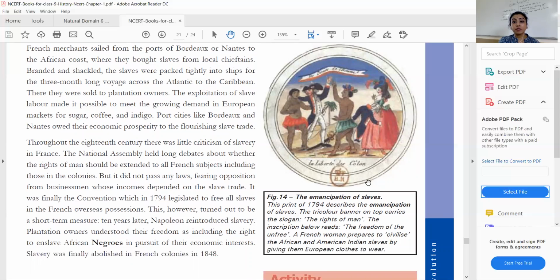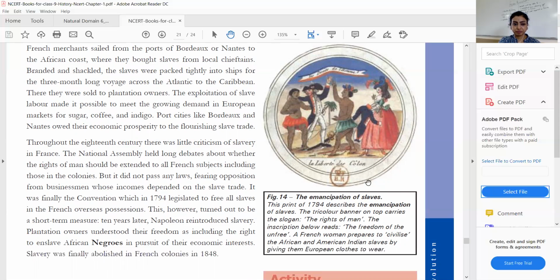So it was finally the Convention. I think you remember that after the National Assembly, there was this Convention that was formed by the Jacobins government. When the Jacobins government formed the Convention, they made new laws to free all the slaves in the French overseas possessions. Everywhere, wherever slavery and any such kind of human trade was going on, when the Convention came to power, the Jacobins government abolished it.